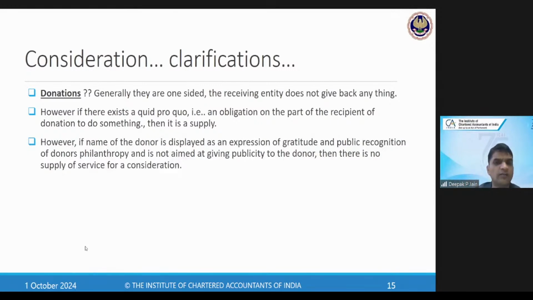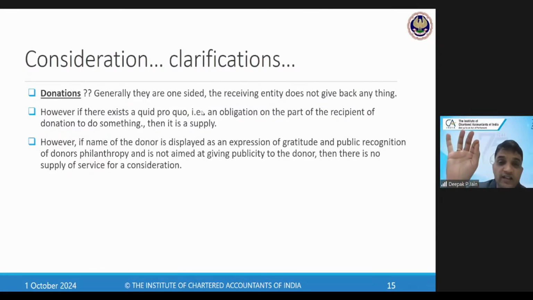So then will the donor pay GST? No, the donor will not pay GST. It is the donee. The person who receives the donation is called the donee. The person who gives the donation is called the donor. So the donor will give money to the donee. The donee is receiving the money, so he is the supplier. So that is when a donation gets supplied.